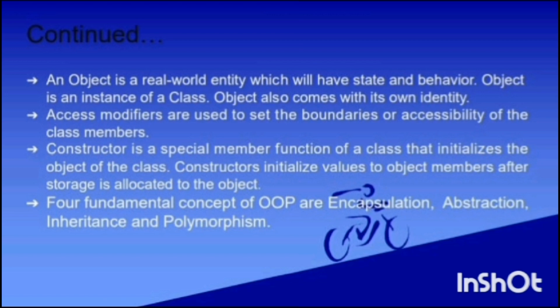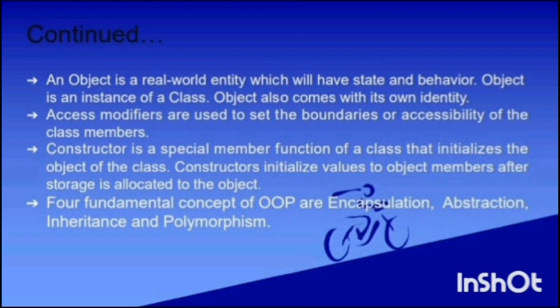An object is a real-world entity which has state and behavior. An object is an instance of a class. An object also comes with its own identity. Access modifiers are used to set the boundaries or accessibility of the class members. A constructor is a special member function of a class that initializes the object of the class. A constructor initializes the values of the object members after storage is allocated to the object.